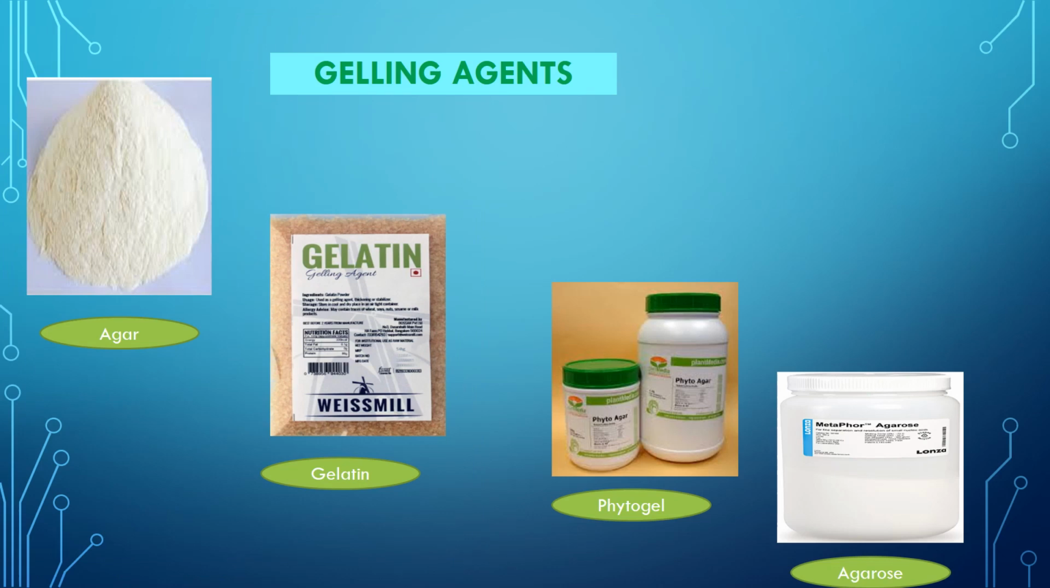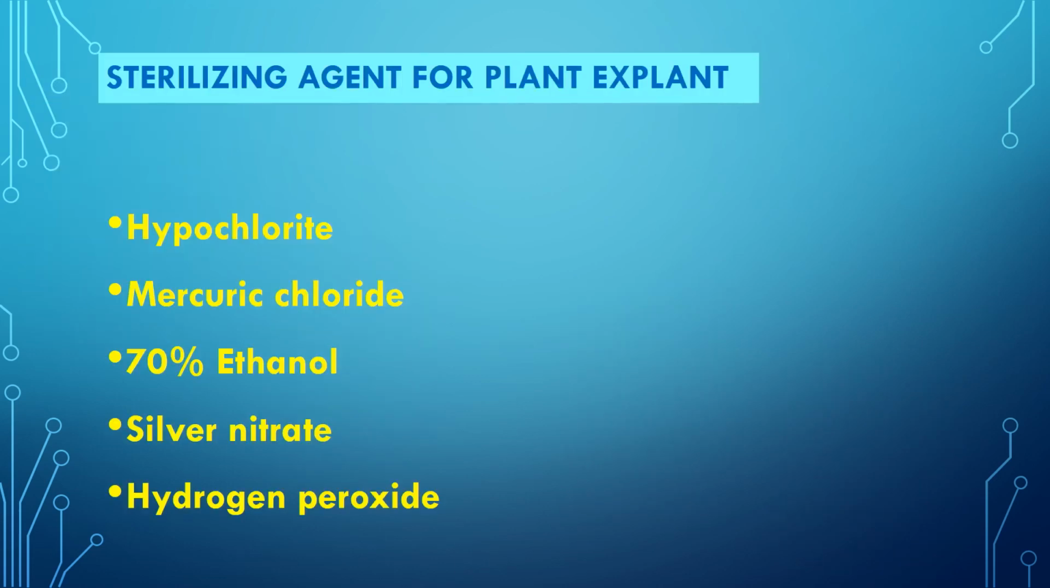Apart from the nutrition and growth promoting components, we also need to add inert supporting material or gelling agent in the medium. The most commonly used gelling agent is agar. Gelatin, phytogel, agarose and other such gelling agents can also be used, but agar is more satisfactory. So far we have seen the types of media and the supplements needed for plant tissue culture. Now we will know the sterilizing agent for the plant explant.